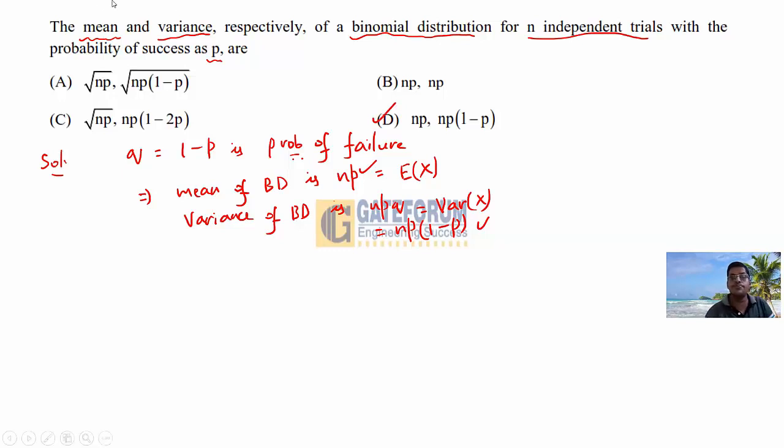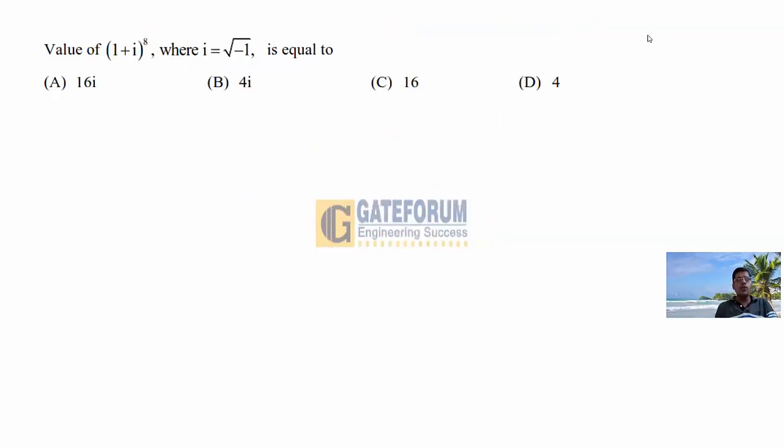This is another question. The question is: the value of (1 plus i) whole to the power 8, where i is equal to square root of minus 1, 4 options A, B, C, D. This question is from engineering mathematics, from the topic complex variables, subtopic complex numbers basics. The solution is: i square value is minus 1. We have to find (1 plus i) whole square. It looks like (a plus b) whole square, a square plus b square plus 2ab. i square value is minus 1, so 1 minus 1 gets cancelled, simplifies to 2i.